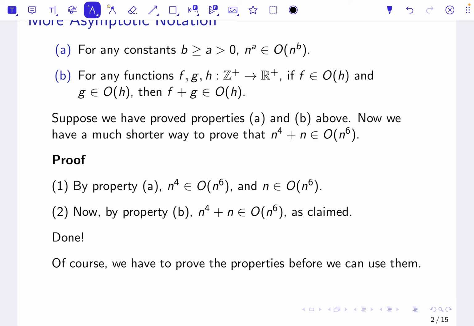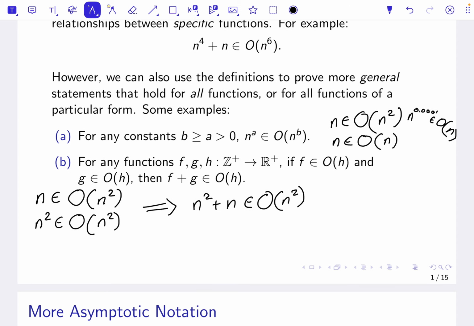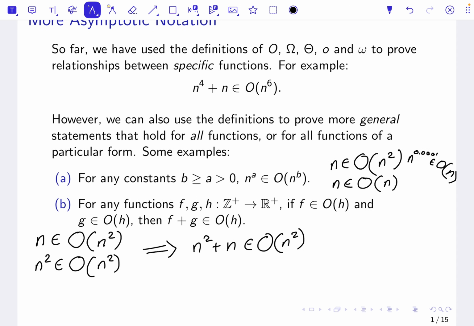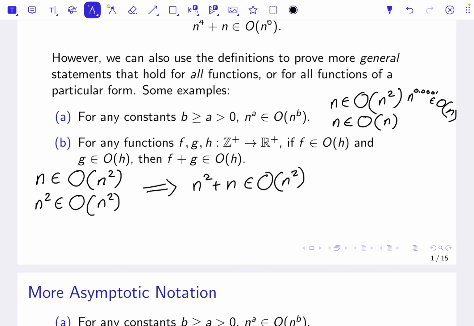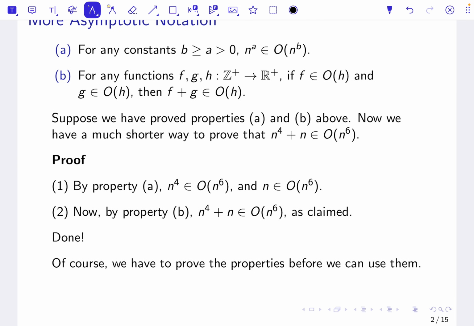So again, suppose that we know that these are true. Now we have the ability to make a much shorter proof of the fact that n to the 4 plus n is in big O of n to the 6. I kind of already did something like that with my example of how n squared plus n is in big O of n squared. So by property A, we know that n to the 4 is in big O of n to the 6, and that n, which is, as you know, secretly n to the power of 1, is also in big O of n to the 6.